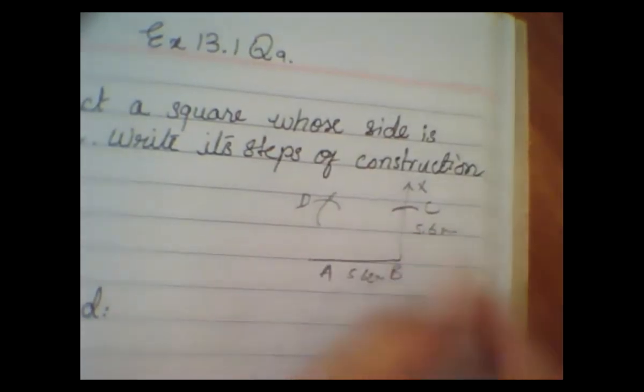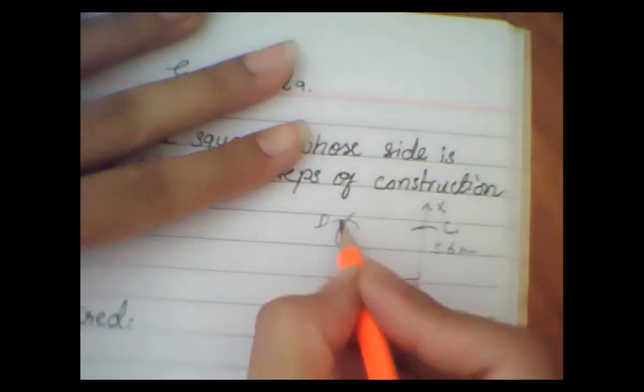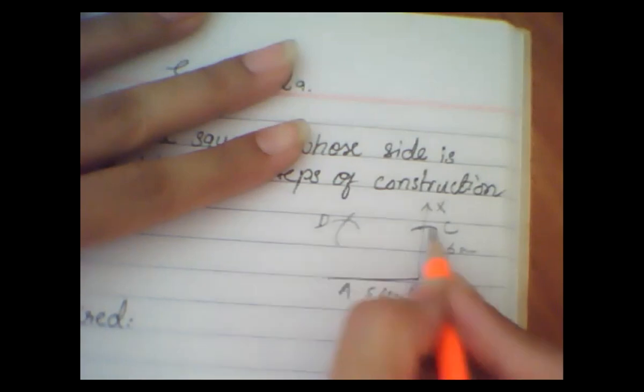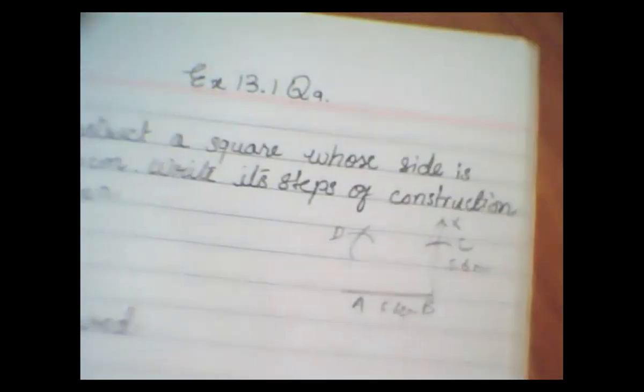This is the rough sketch. In this way, by joining C and D and D and A, we get the rough sketch of a square. Now let's construct the square, a proper sketch of the square, together.